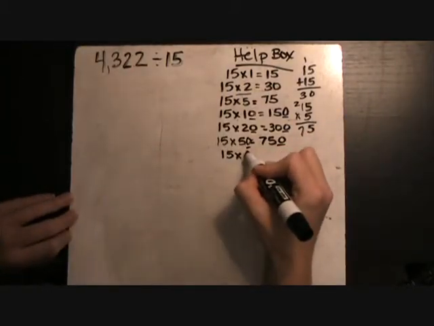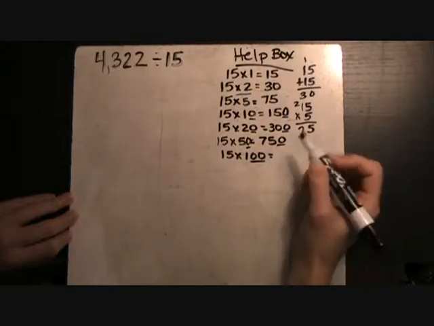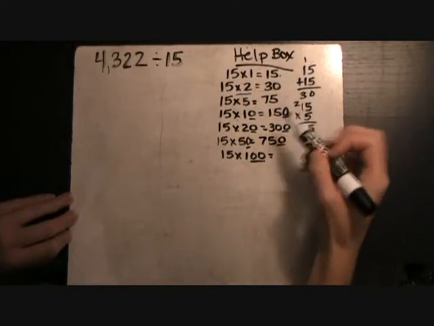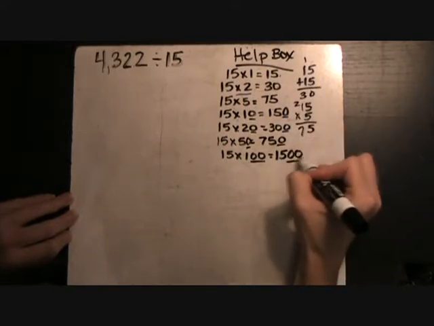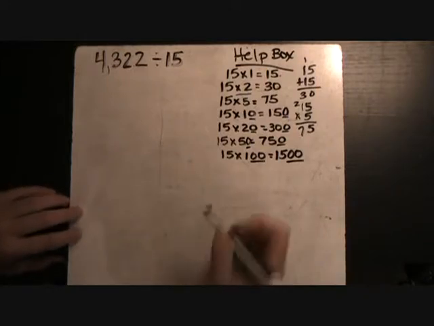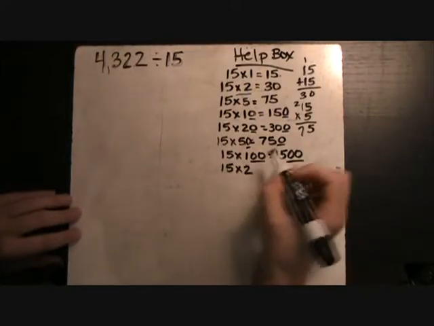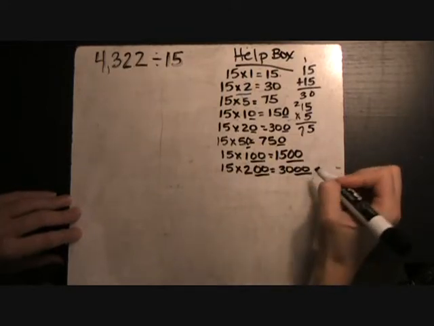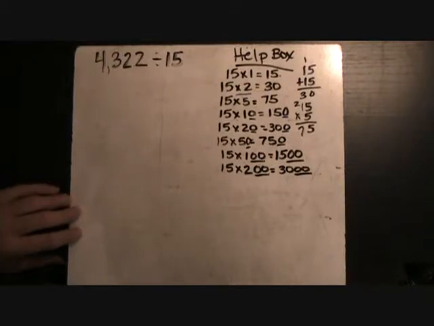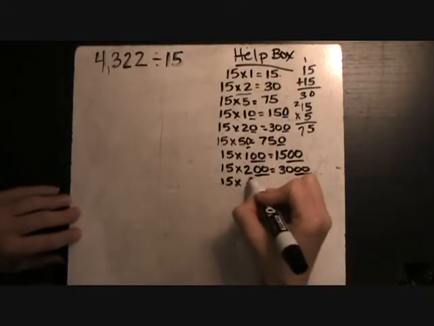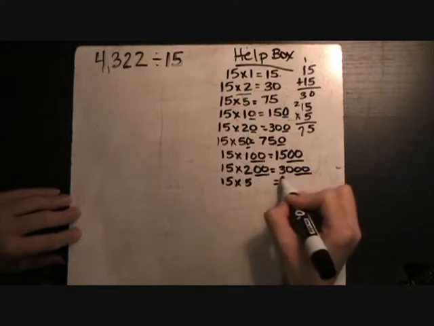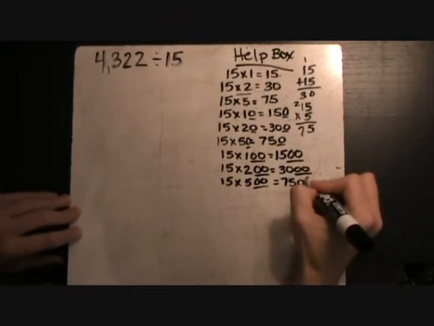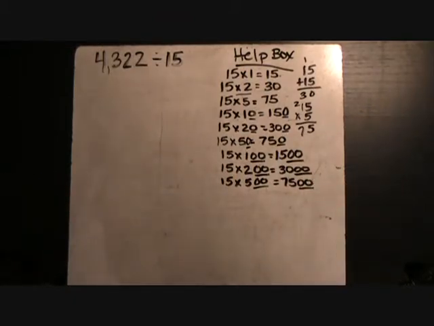15 times 100. Here I'm adding 2 zeros. So up here, I look, 15 times 1 was 15. Add 2 zeros, and my answer is 1,500. 15 times 2 was 30. So if I add 2 zeros, then I add 2 zeros to the answer. 15 times 200 is 3,000. 15 times 5 gave me 75. If I add 2 zeros, it's now 15 times 500. Add 2 zeros, my answer is 7,500.